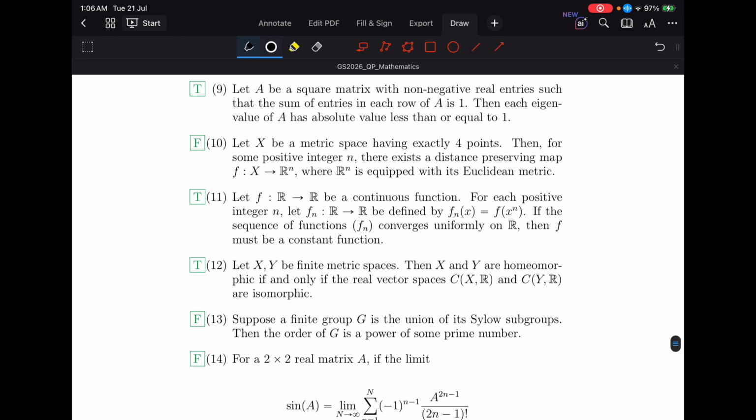Let A be a square matrix with non-negative real entries such that the sum of the entries of each row is 1. Then each eigenvalue of A has absolute value less than or equal to 1. Okay.